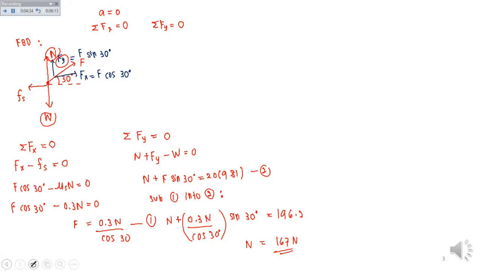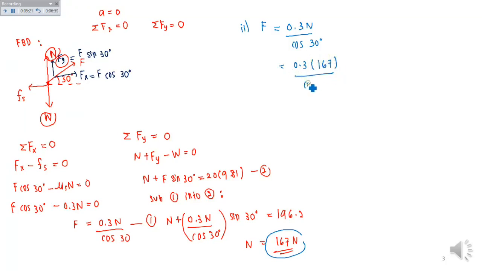Soalan yang kedua minta kita cari the value of the force F. Untuk soalan yang kedua kita nak cari F. So kita just masukkan value of N yang kita dah dapat ke dalam equation yang pertama. Masuk dalam equation pertama boleh, equation 2 pun boleh, kita still akan dapat jawapan untuk F. Untuk mudah saya ambil equation yang pertama, F equals 0.3 N divided by cos 30, and the value of N that we calculated in question 1 is 167, divided by cos 30. So we'll get the value of F equals 57.9 N.